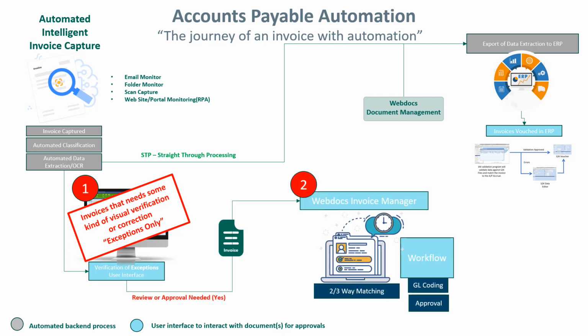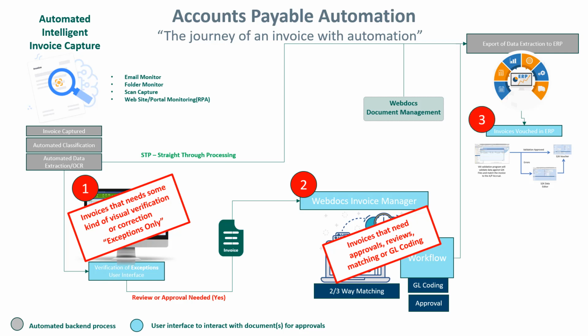Then we'll talk about the workflow, the WebDocs Invoice Manager and invoices, if it needs approvals, reviews, geocoding, and stuff like that as well. And then we'll go into the vouchering process, which is your normal vouchering process. We'll feed that behind the scenes with the data side. And then the documents are in the repository for lookup purposes, either through our WebDocs web browser interface or through direct integration to your ERP system.